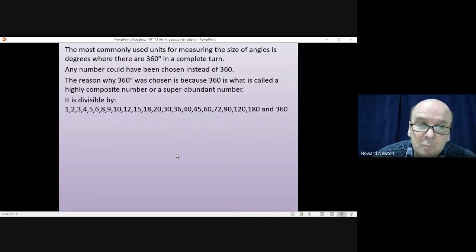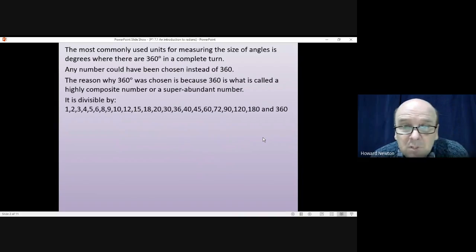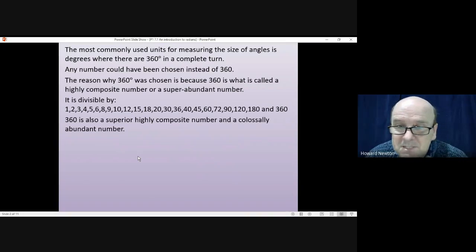360 is exactly divisible by 1, 2, 3, 4, 5, 6, and many other numbers up to 360. And in the world before calculators and computers, that was very useful because it meant a half of a turn was exactly 180, a third of a turn exactly 120, a quarter of a turn exactly 90, and so on and so on. There were many, many fractions of 360 degrees that you could find, which would give you a whole number for the answer. In fact, 360 is so special, it's actually got a couple of other names. It's called a superior highly composite number, and it's called a colossally abundant number. Both of those terms refer to the number of factors it has, given the size of the number.